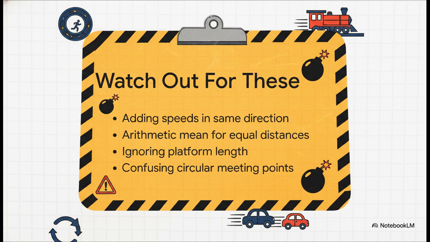You must subtract them. Never use the arithmetic mean for equal distances. Rely on that harmonic mean we talked about. Do not forget the platform's length in train problems. And for circular tracks, just remember the first meeting point is rarely the starting point. Treat all of these traps like giant red flags.